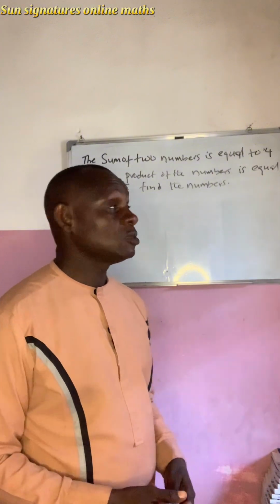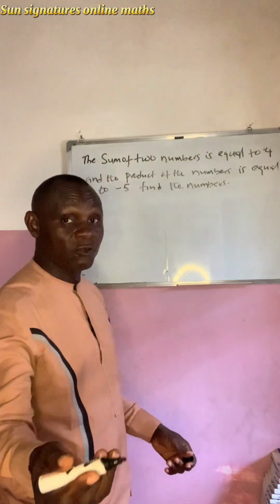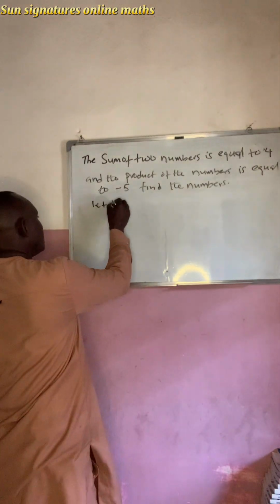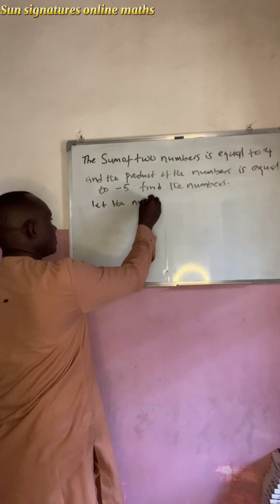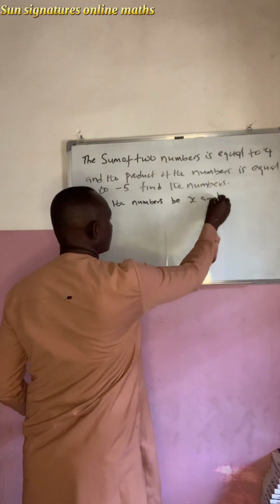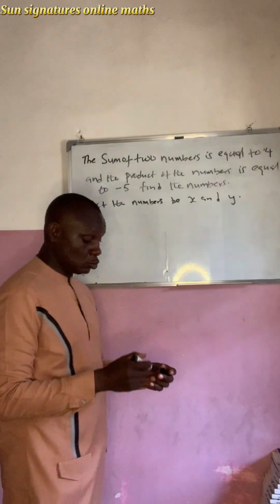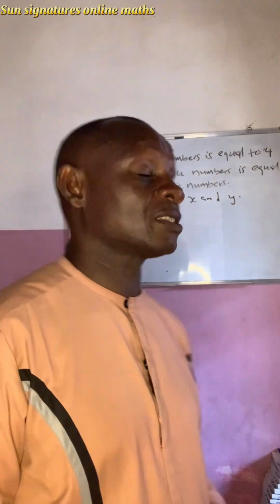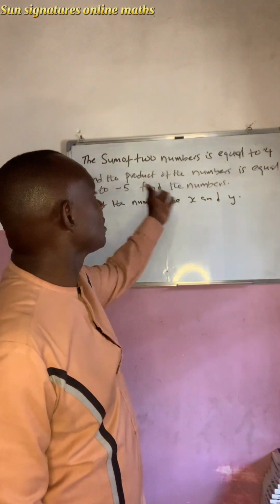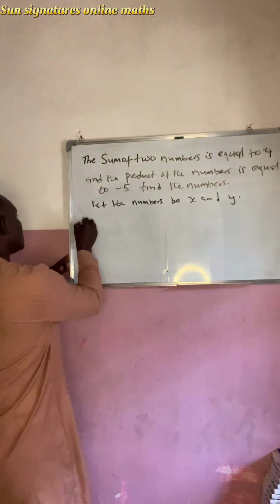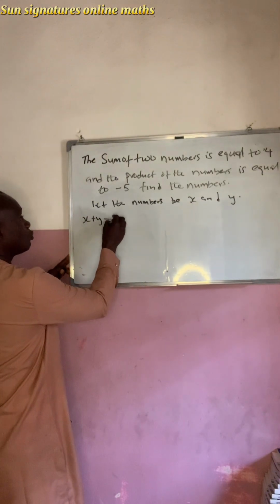So let me assume that the two numbers that we are looking for be x and y. These are the two variables we are looking for, because the sum of the two numbers and the product of the two numbers. So the first part of the question says the sum. So sum means addition. So I can say x plus y is equal to 4.